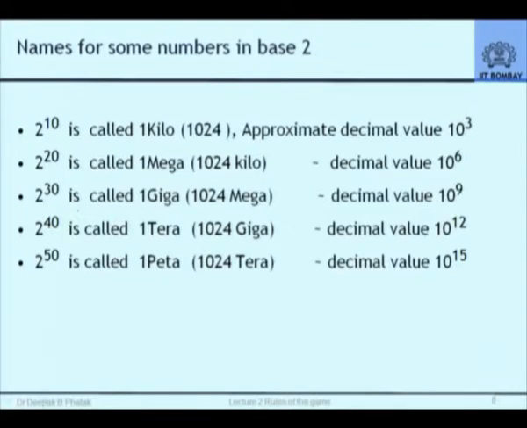Here are some interesting names. We shall be using them very frequently. 2 raised to 10 happens to be 1024. And 1000 has a nomenclature in human terms. We call it a kilo. Like a kilogram is 1000 grams. Kiloliter is 1000 liters. So kilo is a standard decimal term. But since 2 to the power 10 is very close to 1000, people in the computer world also refer to that as a kilo. So 2 to the power 10 is called a binary kilo if you want.